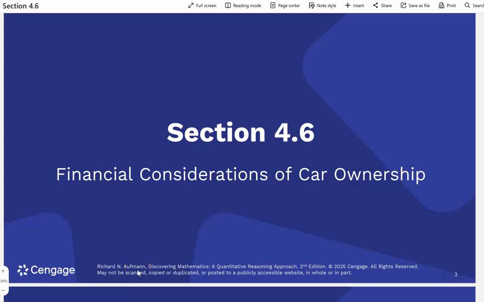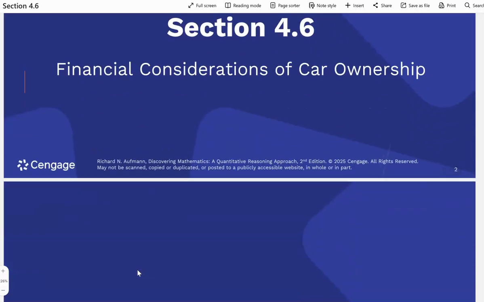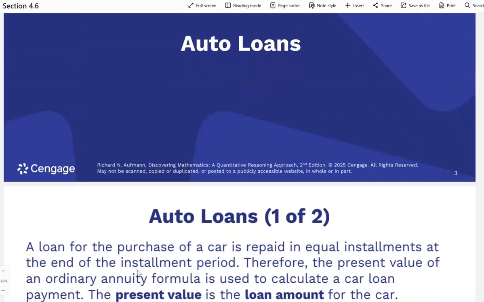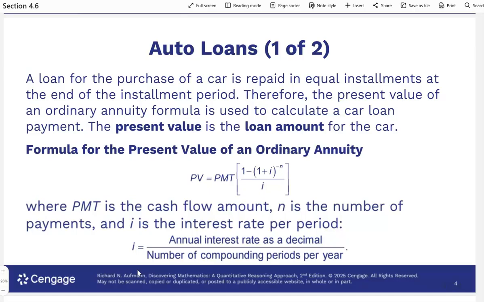In this video, we are going to talk about car ownership and the financial considerations to think about before purchasing a car, and the difference between purchasing and leasing a car. So, when we go to a dealership to buy a car or we go to the bank and take out a loan for a car, they calculate it like they would for an ordinary annuity. You're going to see that formula in this section.